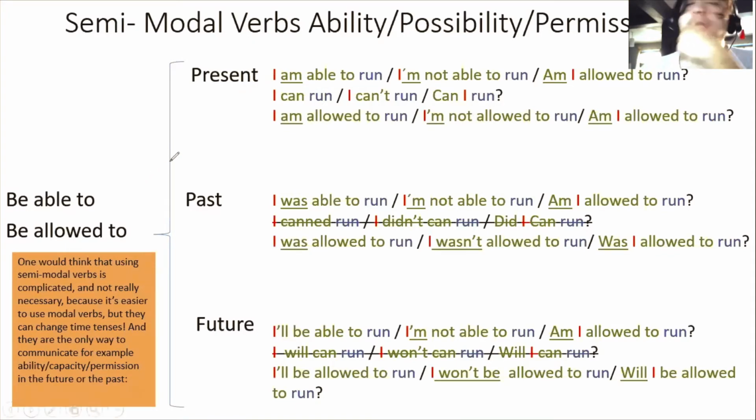Well, if I want to express ability or capacity, but I want to express them in the future, or I want to express them in the past, I cannot do that. The only way to do that is to use the semi-modal verb be able to, or be allowed to. These are the semi-modal verbs that I can use when I want to speak about ability, capacity, or permission in the simple present, in the past, or in the future. So how do you use them? How are they similar and how are they different?